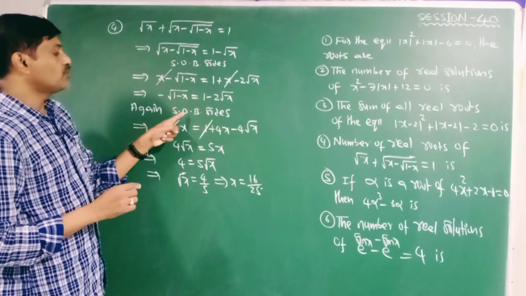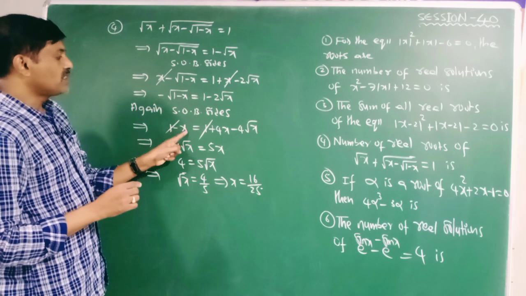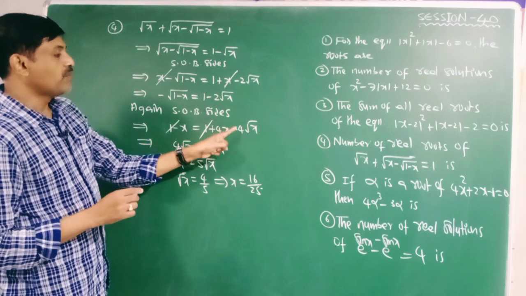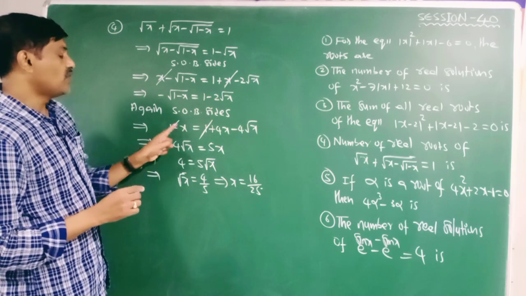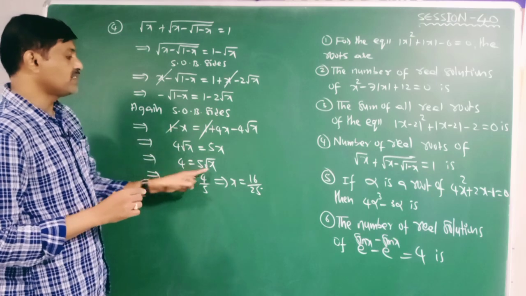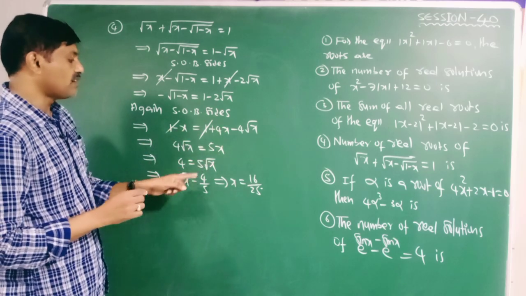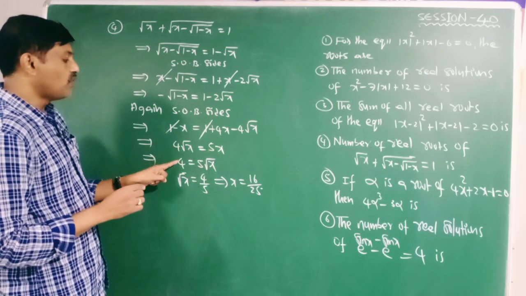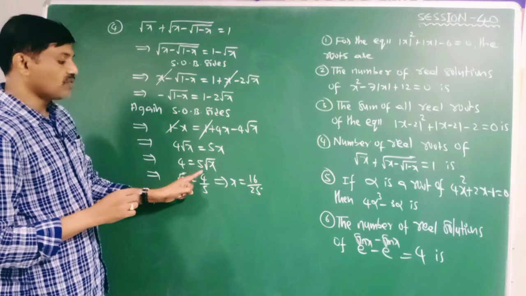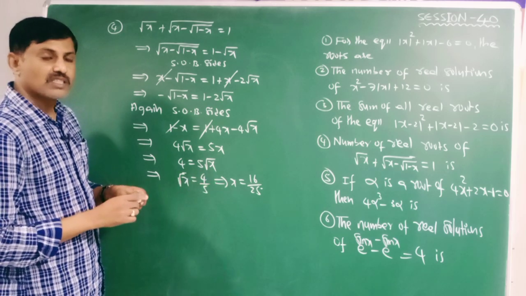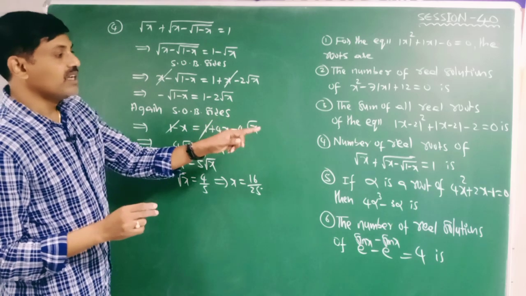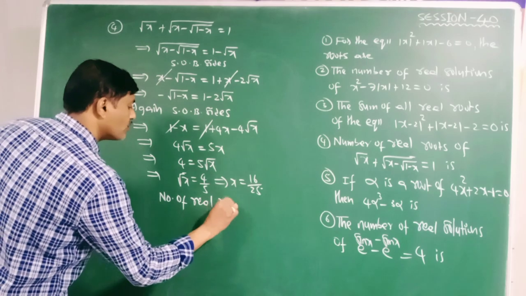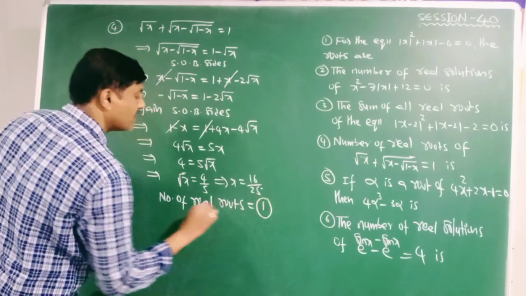Again, we have to square both sides. Now 1 minus x is equal to a square plus b square minus 2ab minus 4 root x. Now 1 cancels, 4 root x bring this side, x bring that side, 4x plus x is 5x. Now x you can write as root x into root x, 1 root x will cancel, 4 is equal to 5 root x. Root x is equal to 4 by 5, x is equal to 16 by 25. In this case, the number of real roots is only 1.